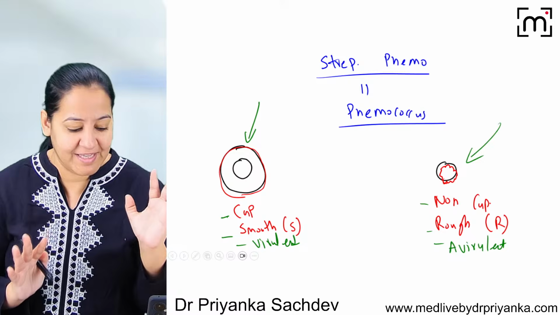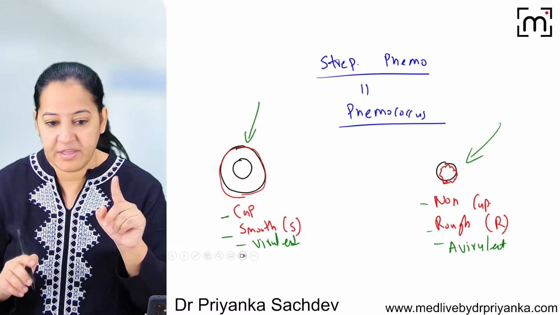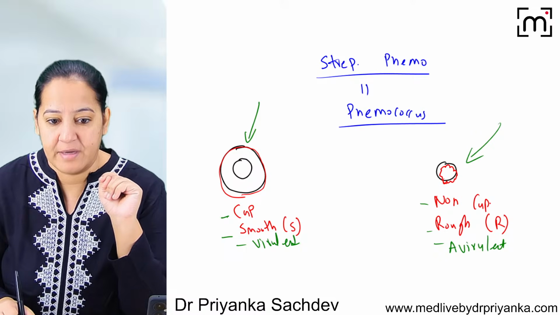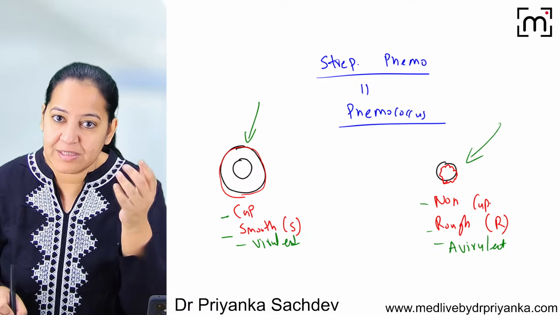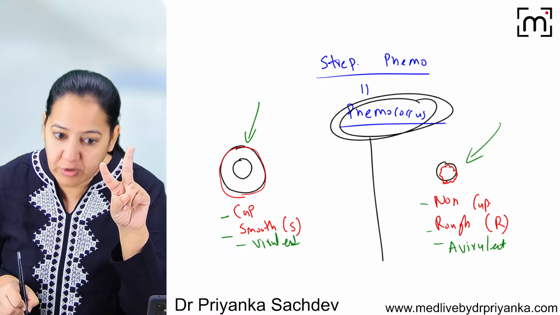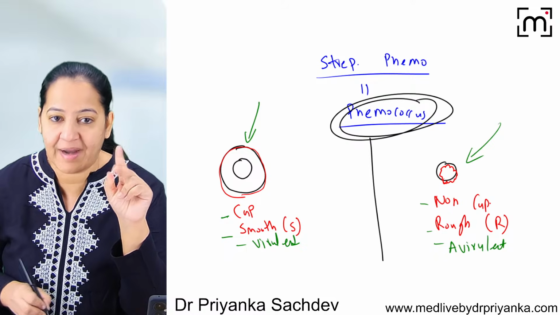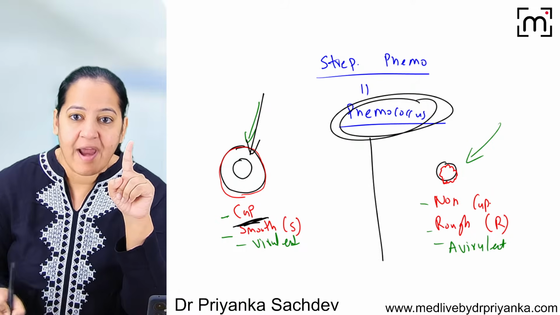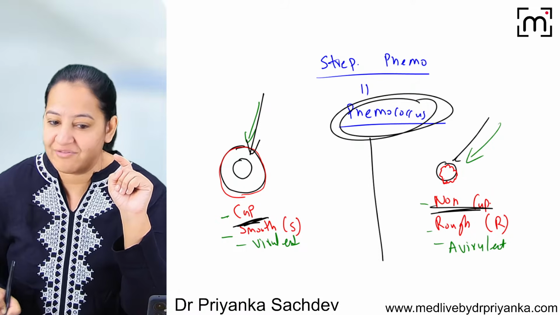With this basic knowledge, did you get it? There are two types of pneumococcus bacteria. I am telling you the Griffith experiment. To understand it, you must know pneumococcus bacteria are of two types. You can see this one is capsulated. It has the capsule. And this one is non-capsulated. It doesn't have the capsule.